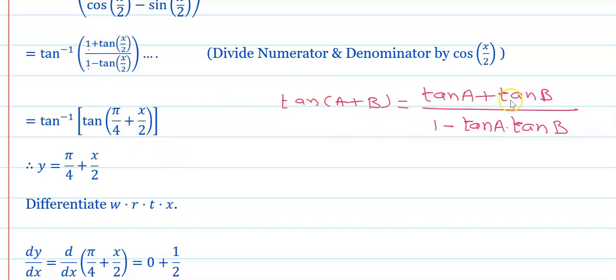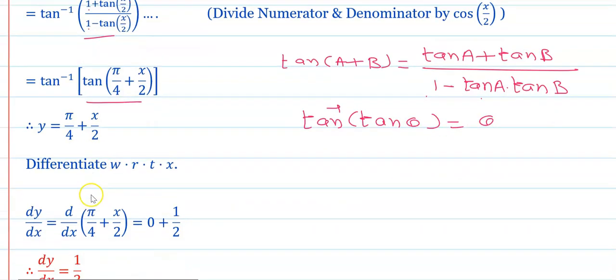Similarly, tan of pi by 4 is 1. Tan of b means what? Tan of x by 2 upon 1 minus tan a into tan b means what? Tan of pi by 4 is 1 into tan of x by 2, that is 1 into tan of x by 2, you will get tan of x by 2. Therefore, this is written in this form. Now tan inverse of tan theta, again one more formula, tan inverse of tan of theta is equal to theta.